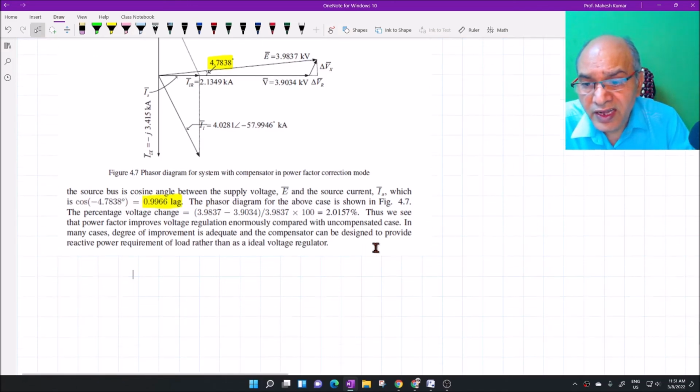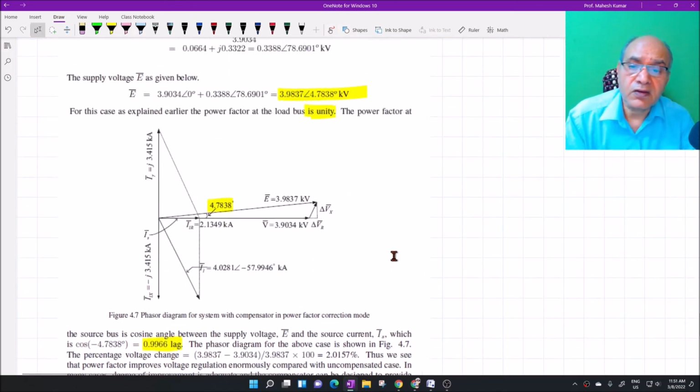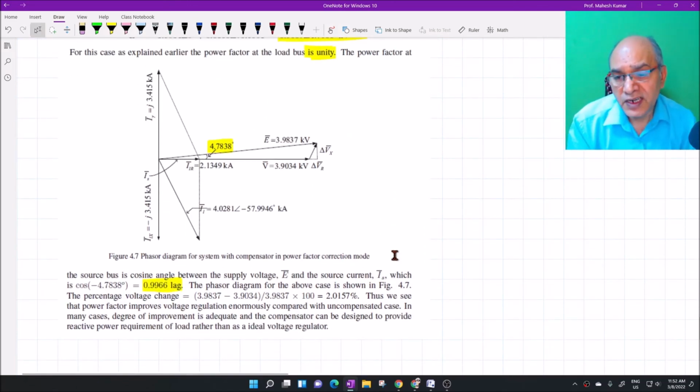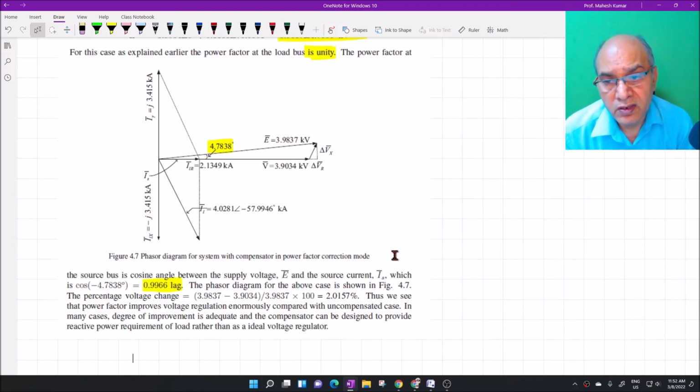So this is known as the power factor compensator. So we have seen that compensator can function as a power factor controller or power factor control, or it can act as a voltage regulator. If it is used as a voltage regulator, you don't have a direct control of power factor, and if you use for power factor correction, it won't have a direct control over the voltage.